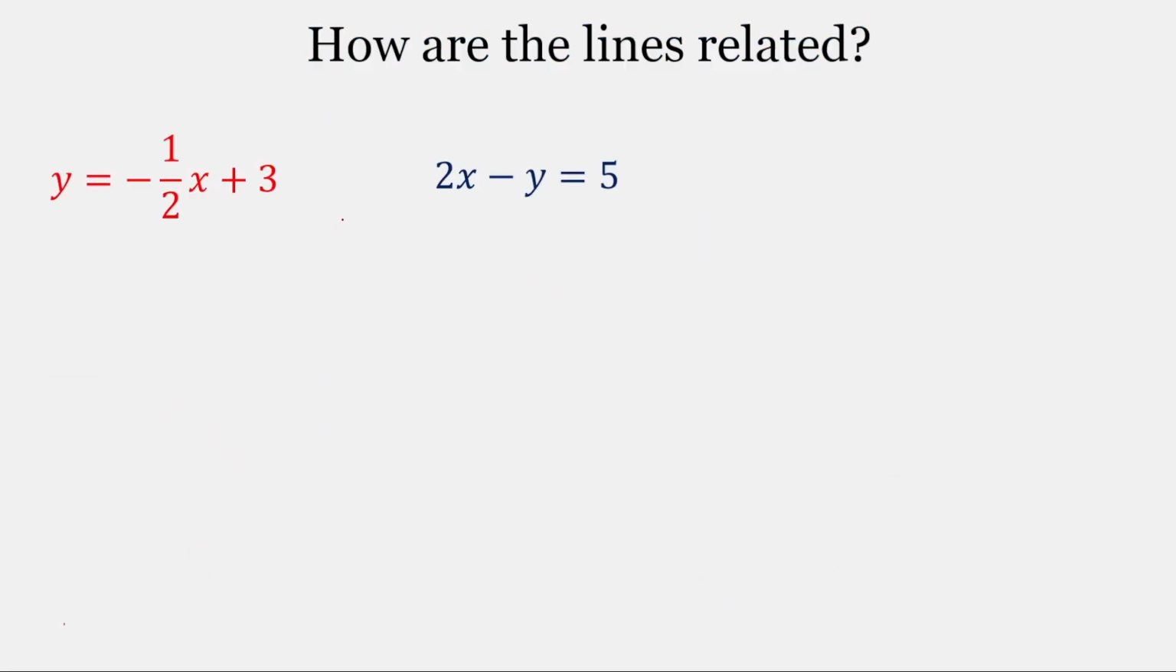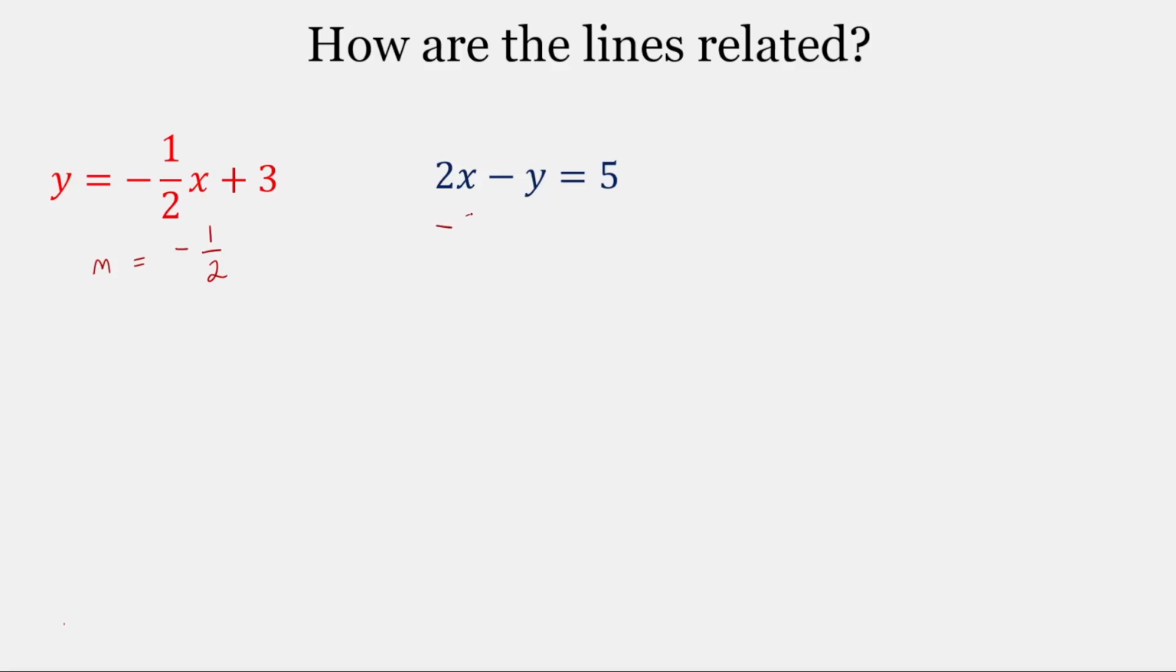So let's determine how these two lines are related. So we're going to start by comparing the slopes. So let's find the slopes of each of these lines. Well, for this first equation, this is in slope-intercept form, so our slope is -1/2. But the second equation, this is in standard form, so we'll start by writing this in slope-intercept form.